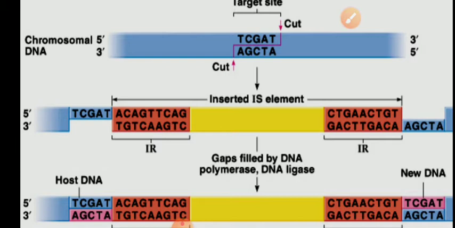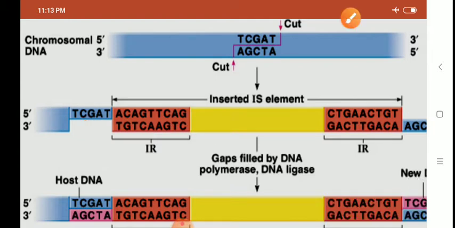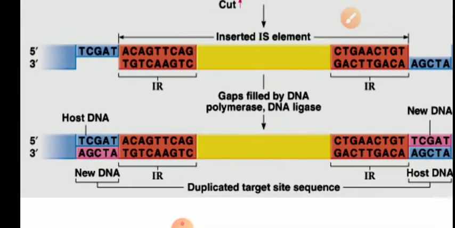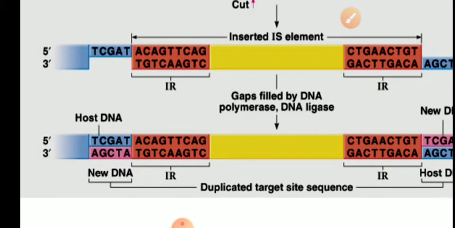Wherever there are staggered cuts, single stranded ends are generated and the single stranded gaps are filled by DNA polymerase enzyme. At the staggered cuts there are direct repeats. The single stranded staggered cuts are converted into double stranded ends by the DNA polymerase enzyme, and the gaps are sealed by ligase, and this is how the target site sequence is duplicated. In between, there is the insertion sequence inserted at the target site.